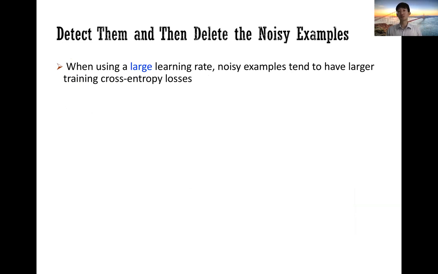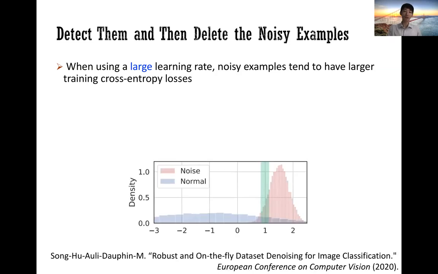So there are several different works along this line using similar kinds of ideas. I'm describing one work that I'm familiar with and involved in. The idea is that if you use a large learning rate, then a noisy example tends to have larger training cross-entropy losses. This is a plot from one of my works, which actually appears in this conference.